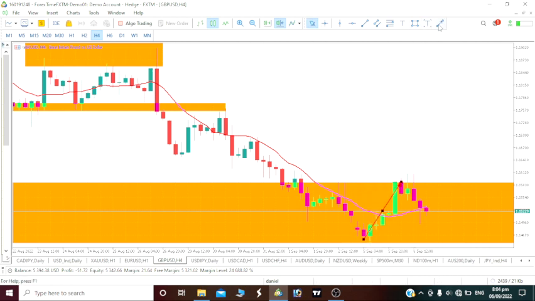So basically let's consider here as a correction. Let's see if our price does not break below these lows. If the price does not break below these lows, which is about 1.1444, like I said, then definitely we will see a bullish impulse move on our GBPUSD.